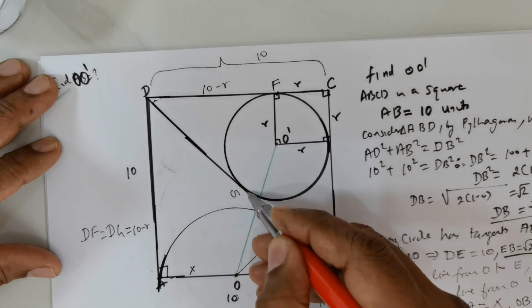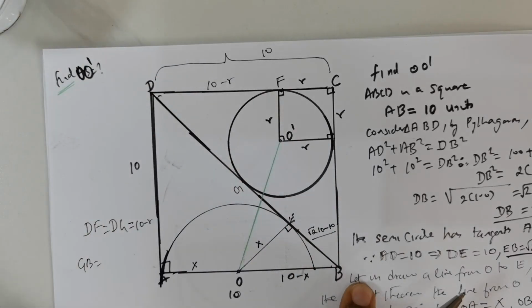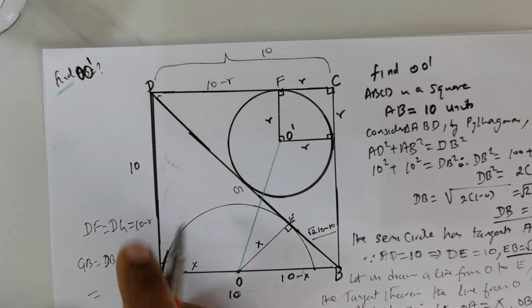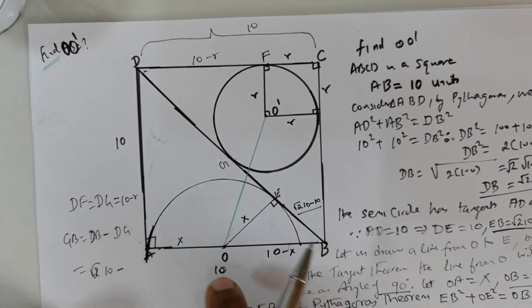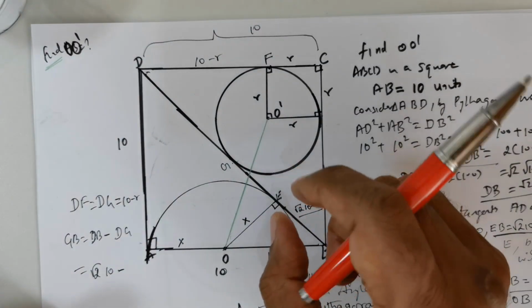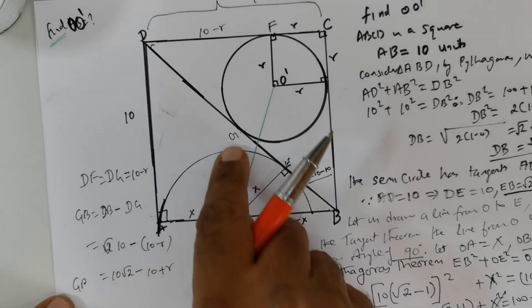Now let me get the value of GB. So what is the value of GB? Now GB is actually this entire length, which is DB. From DB, this entire length, you take away DG, you take away this length, that would give me GB. Now what is DB? This entire length DB is got to be root 2 times 10 units. Minus DG, what did we get for DG? 10 minus R. So this is going to be 10 minus R, right? So that's going to be, I will write it as 10 times root 2, minus 10 plus R. So this is what I've got for GB.